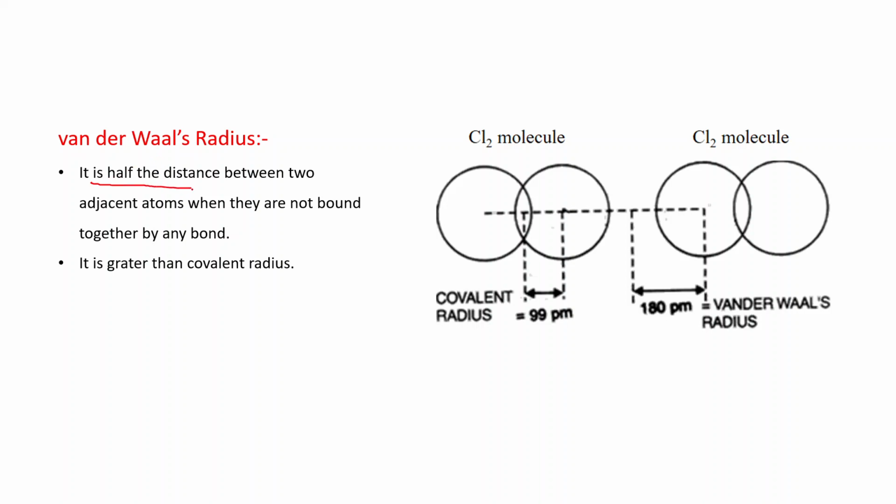Van der Waals radius is half the distance between two adjacent atoms when they are not bound together by any bond, and it is greater than the covalent radius. Now again have a look at this diagram. This represents one chlorine molecule, this represents another chlorine molecule, and each molecule is formed by overlapping of chlorine atoms. Between these two chlorine atoms, this is a bond. But this chlorine atom and this chlorine atom are not bound by any bond. The distance from this nucleus to this nucleus is again known as the internuclear distance, but half of this internuclear distance is known as the van der Waals radius. This van der Waals radius is always greater than the covalent radius. For chlorine, 180 picometer is the van der Waals radius, while the covalent radius is only 99 picometer.